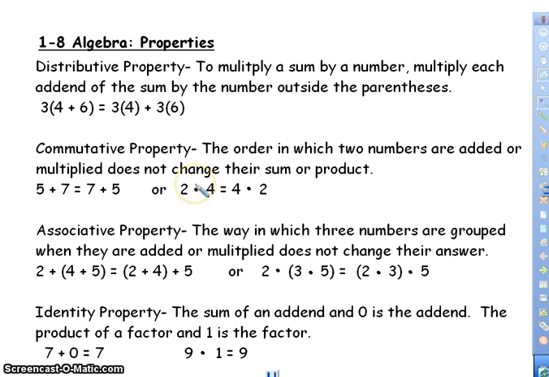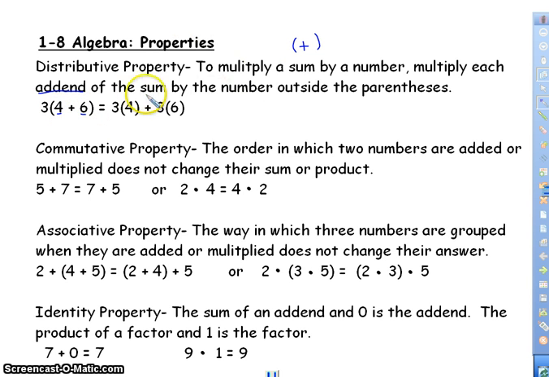So the first property you'll see here is the distributive property. It says to multiply a sum. Now remember, a sum is an addition problem. By a number, multiply each addend of the sum by the number outside the parentheses. Now an addend is what you are adding together. So if you look down at this example, our sum is 4 plus 6. The addends are 4 and 6.